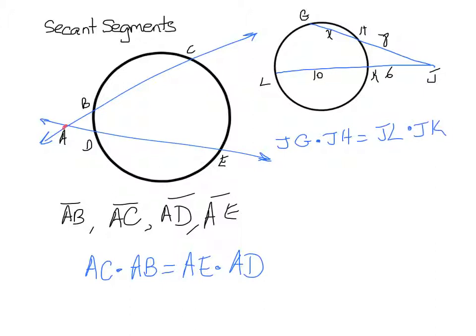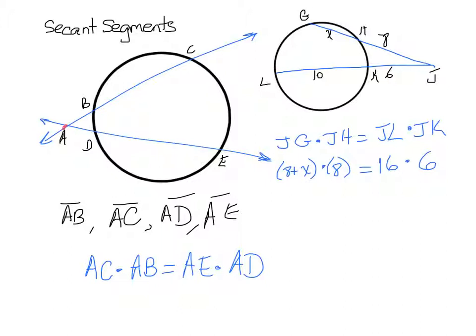Okay, anyway, so JG, the measurement of JG, is 8 plus x, times the measurement of JH, which is 8, is equal to JL. So JL is 10 and 6 together, which is 16. And JK is 6.